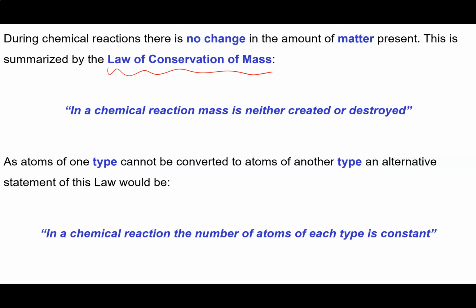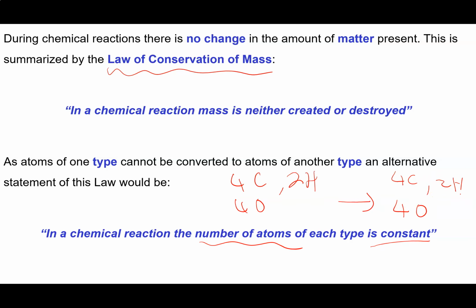Now, if we put this together with Dalton's postulates that say that an atom of one type cannot be converted into an atom of another type, we could reformulate the law of conservation of mass as saying that in a chemical reaction, the number of atoms of each type is constant. So if I start with 4 carbon atoms, 4 oxygen atoms, and 2 hydrogen atoms, then at the end of my chemical reaction, I will still have 4 carbon atoms, 4 oxygen atoms, and 2 hydrogen atoms. They're just going to be connected to each other in a different manner.